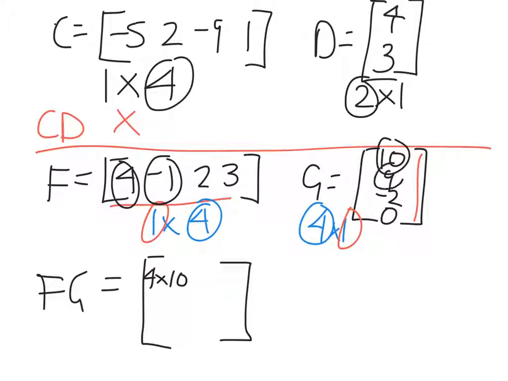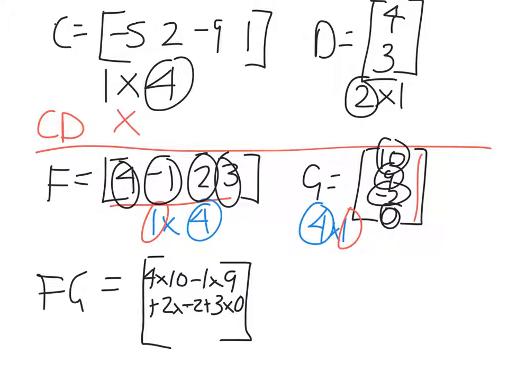plus negative 1 by 9, plus 2 by negative 2, plus 3 by 0. So again, we're pairing up elements, multiplying them together, and adding up all our answers. So it's 40 minus 9 minus 4 plus 0, which just gives us the number 27.